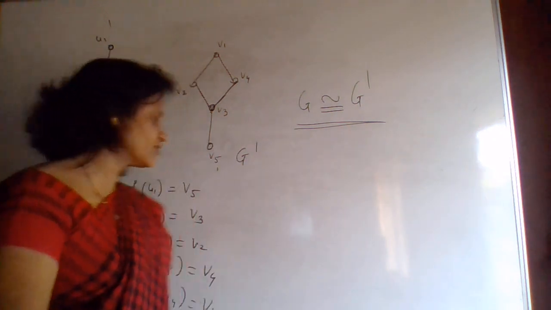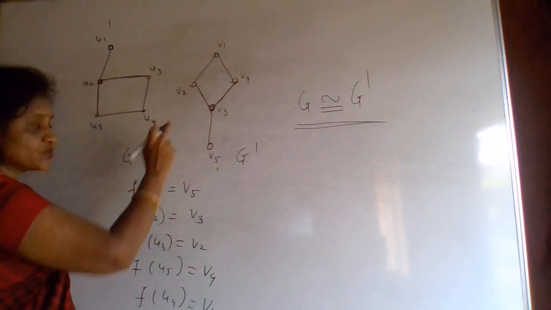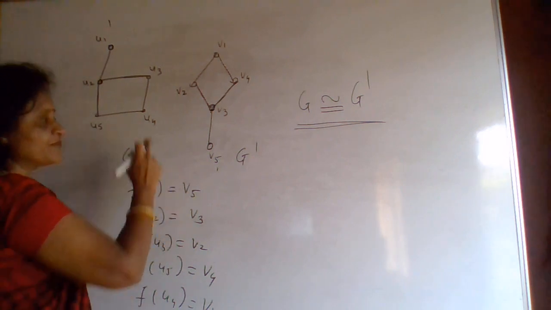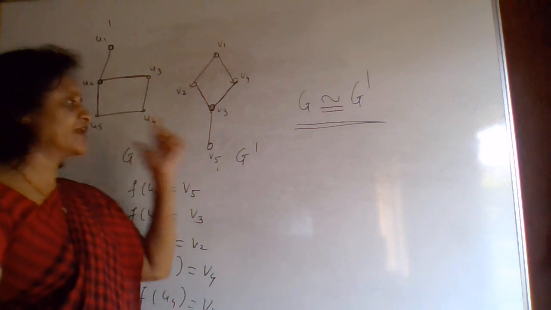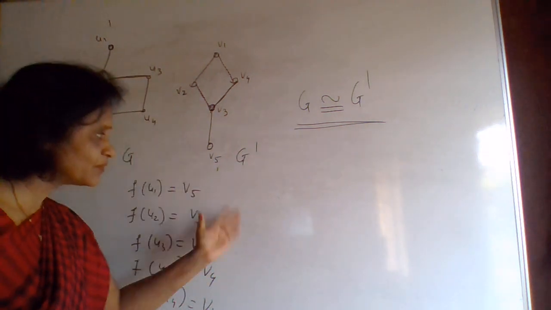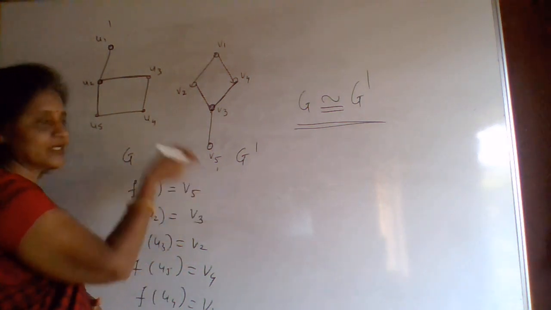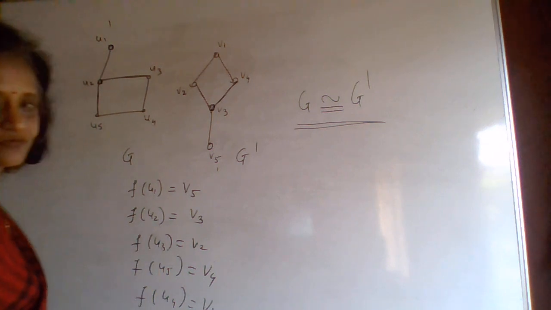And to prove they are isomorphic, you have to construct a function. The function should be a bijective function on vertices. Moreover, it should satisfy the second condition: whenever uv is an edge here, f(u)f(v) is also an edge over here. This way you can prove or disprove whether the graphs are isomorphic or not. Just go through it, then we will prove one more result for isomorphism.